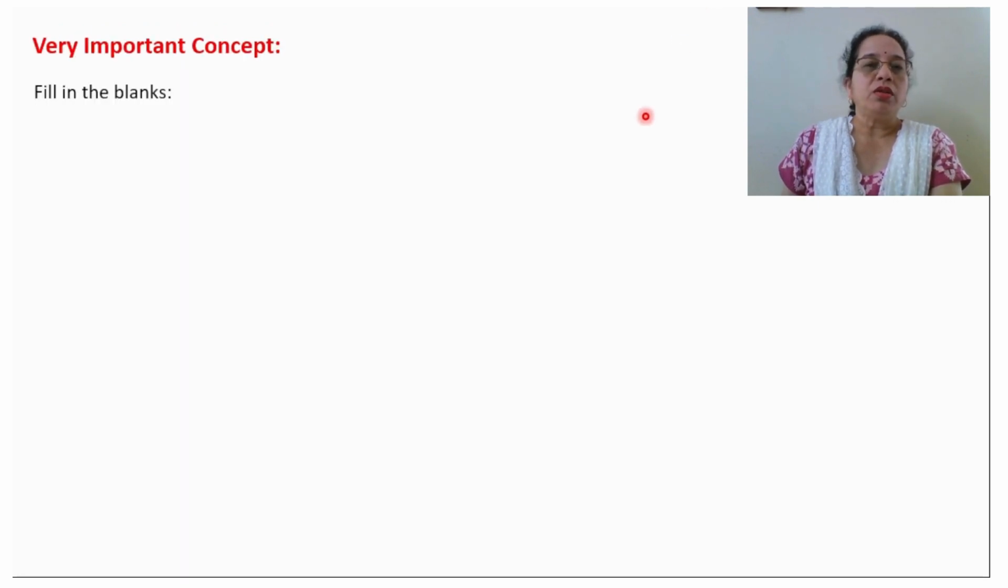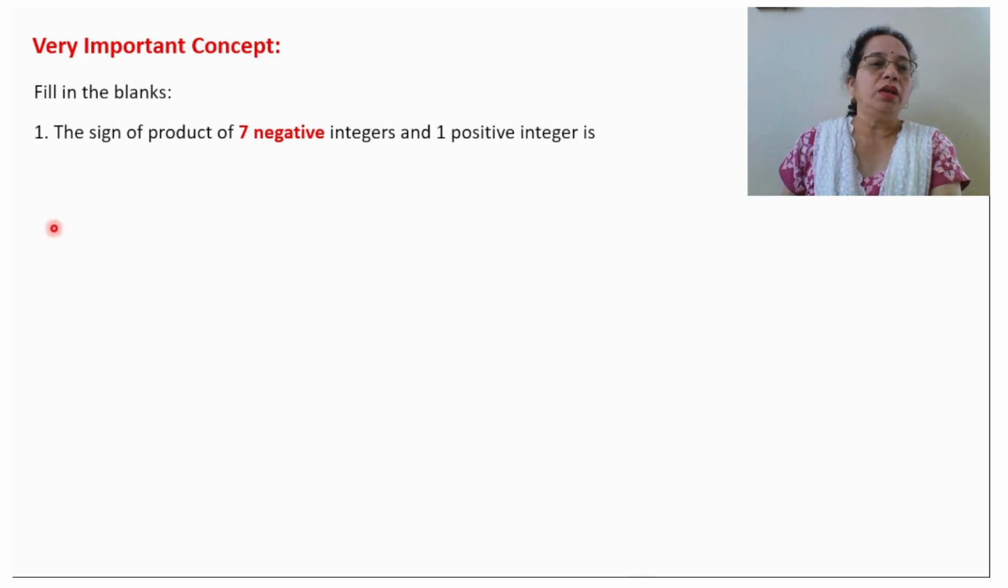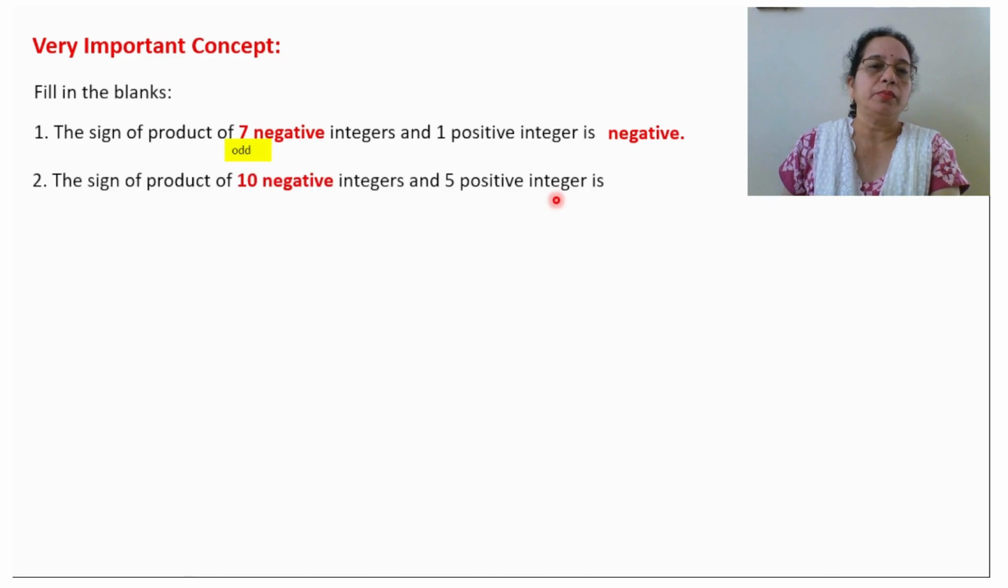Now, very important concept we are going to deal with here. Basically this question comes for fill in the blanks and true and false. The sign of the product of 7 negative integers, or the number of negative signs, is odd. Odd means the answer will be negative. So your fill in the blank answer will be negative.